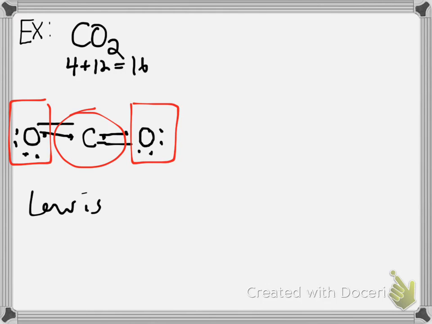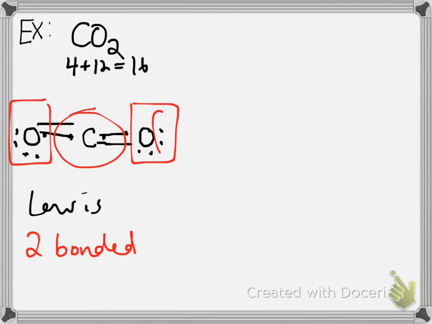So, I have an O attached on one side and an O attached on the other. That's what I'm looking at. How many things are attached to it, not how many bonds are made. Okay? So, I have 2 bonded atoms. How many lone pairs on the center atom?